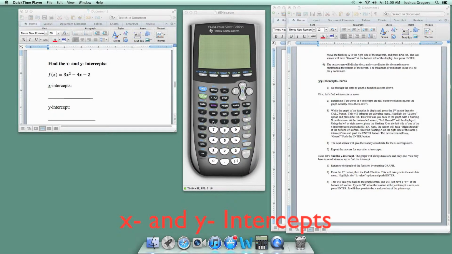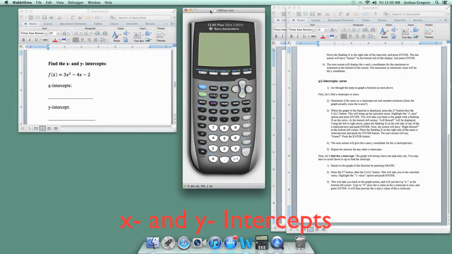The last thing we're going to do is find our x and y intercepts on our quadratic. So we're going to resort back to the example that we've been using for the previous 2 things. So the handout says go through the steps to graph a function as seen above. So we're going to do that again.